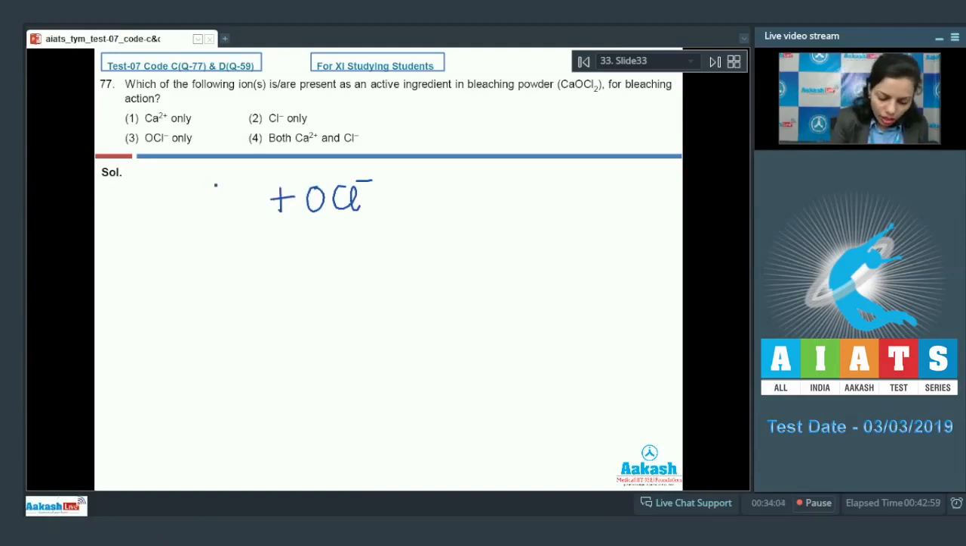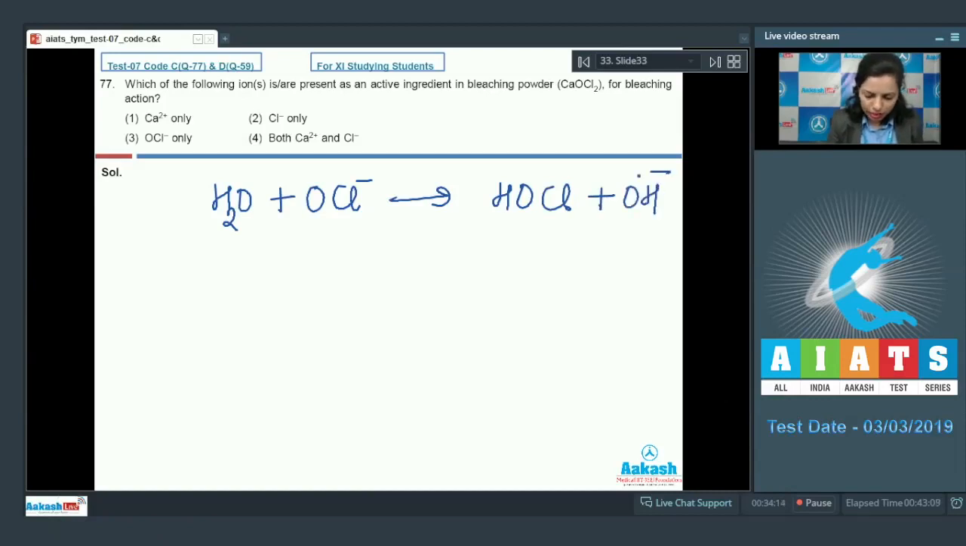How does it happen? Actually in water it forms HOCl. Along with that, OH minus ions are released. It means this OCl negative is acting here as a proton acceptor. Now, this HOCl gets changed into HCl because this HOCl is a highly transient species. So, active oxygen, nascent oxygen is released here.